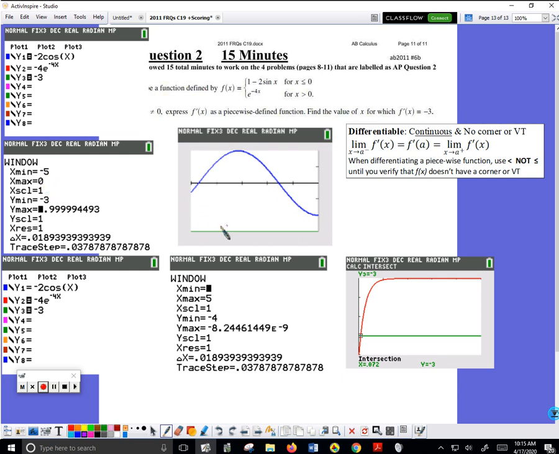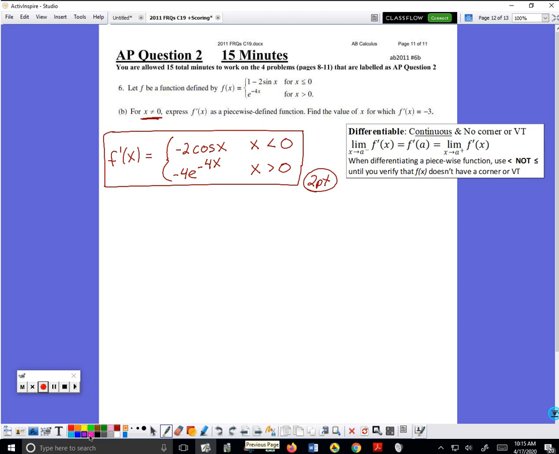This is what I got. Here's negative 3. It was enough to remind me that this is a periodic function, so it's just going to keep doing this, so it will never equal negative 3. So I write that down. Negative 2 cosine of x cannot equal negative 3. Now I've got to worry about this one.